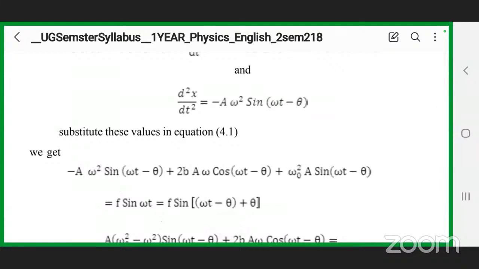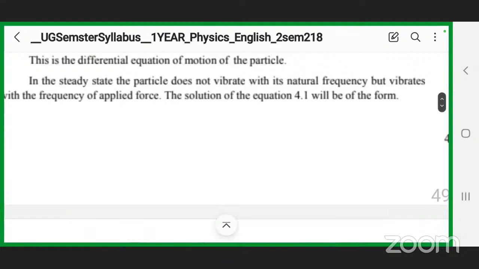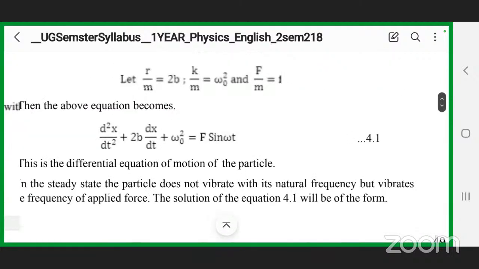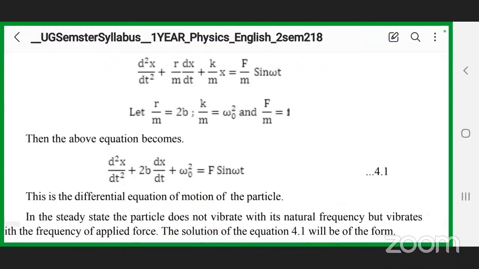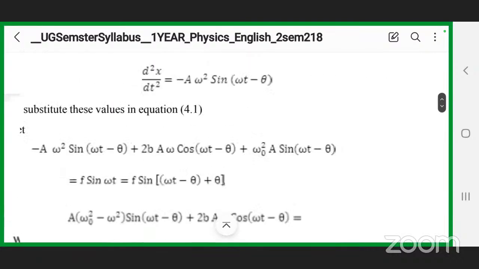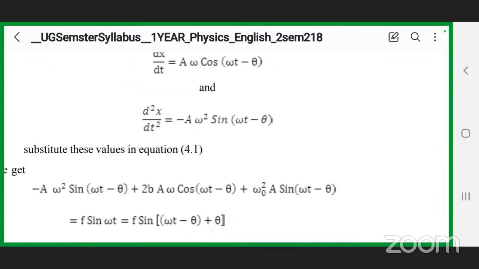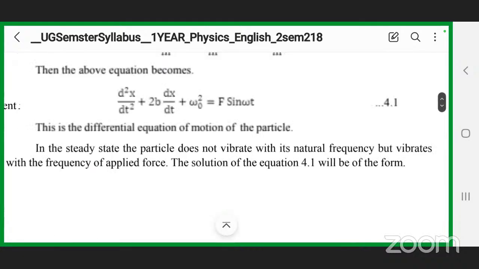So what you will get here? What is the d square x by dt square value? Minus a omega square sin omega t minus theta plus r by m. What do you say? 4.2b. That is here in this equation. Where do you substitute in this 4.2b into dx by dt? So 2b into what is dx by dt? A omega cos omega t minus theta plus what is that remaining? Last is omega naught square a sin omega t minus theta. What is the last term? Omega naught square x is there.